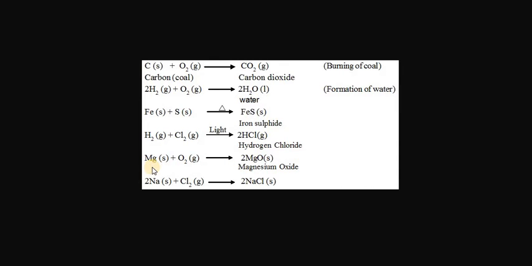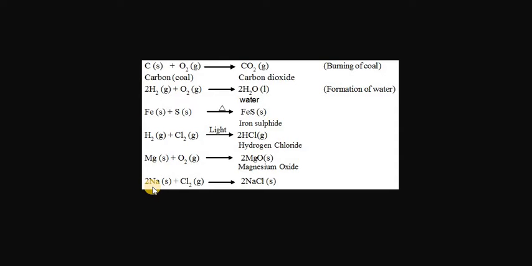For example, Mg, magnesium, is found in a solid state, so you have to write it as solid. Then oxygen is found in a gaseous state, so you have to write oxygen O2 as gas. So it gives 2MgO, that means magnesium oxide.